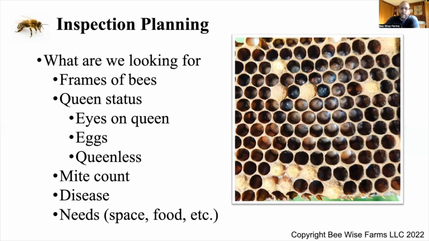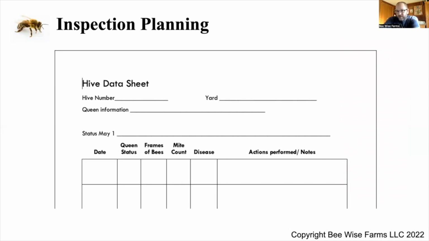Things like that. This is the Hive data sheet that I gave you all copies of, so that you have access to this template to use in your own beekeeping operation. So this is what you're going to be using to catalog everything that you see in an inspection when you do it.